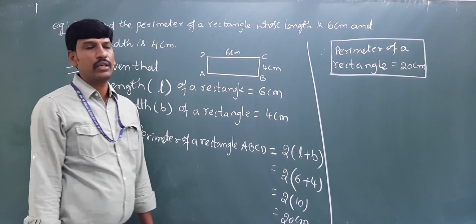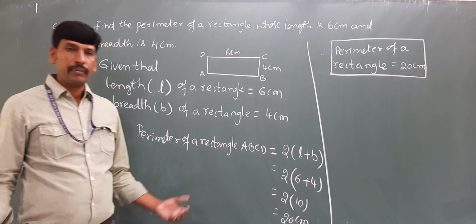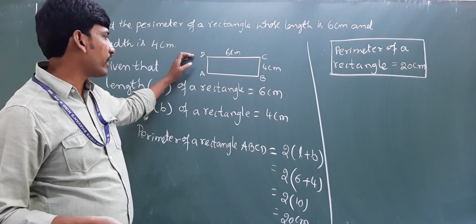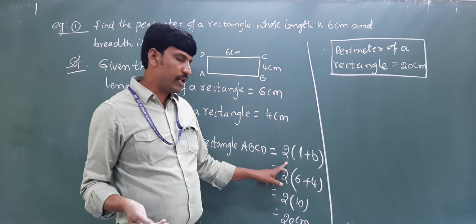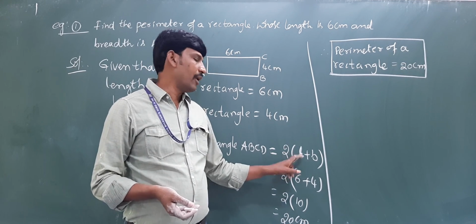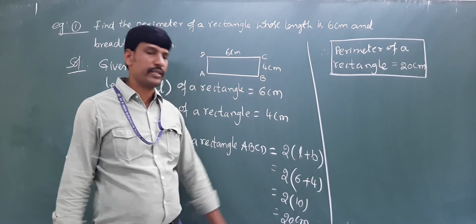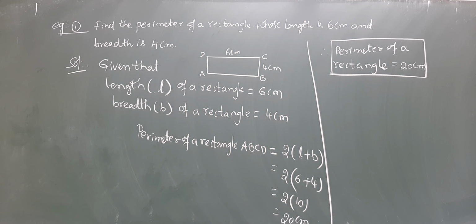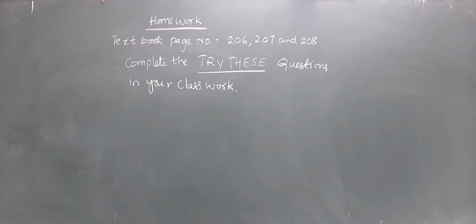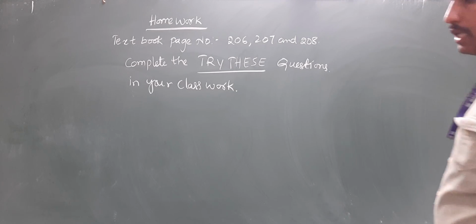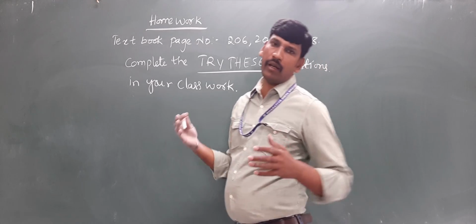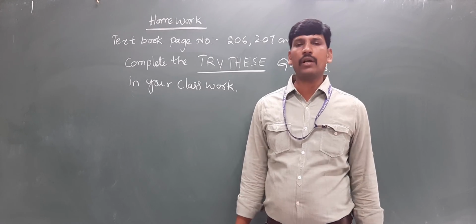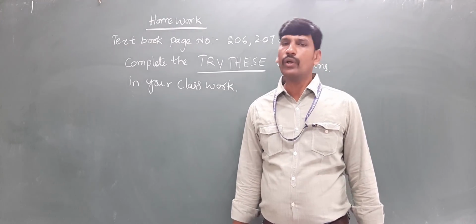I hope you understood this concept, perimeter of different figures as well as perimeter of a rectangle. So what is the perimeter of a rectangle? What is the formula? Come on, everyone, tell me that. 2 into L plus B. Very good, you are perfect in this. Children, I hope you understood today's concept of the perimeter of a closed figure as well as the perimeter of a rectangle. So perimeter of rectangle is equal to 2 into L plus B.